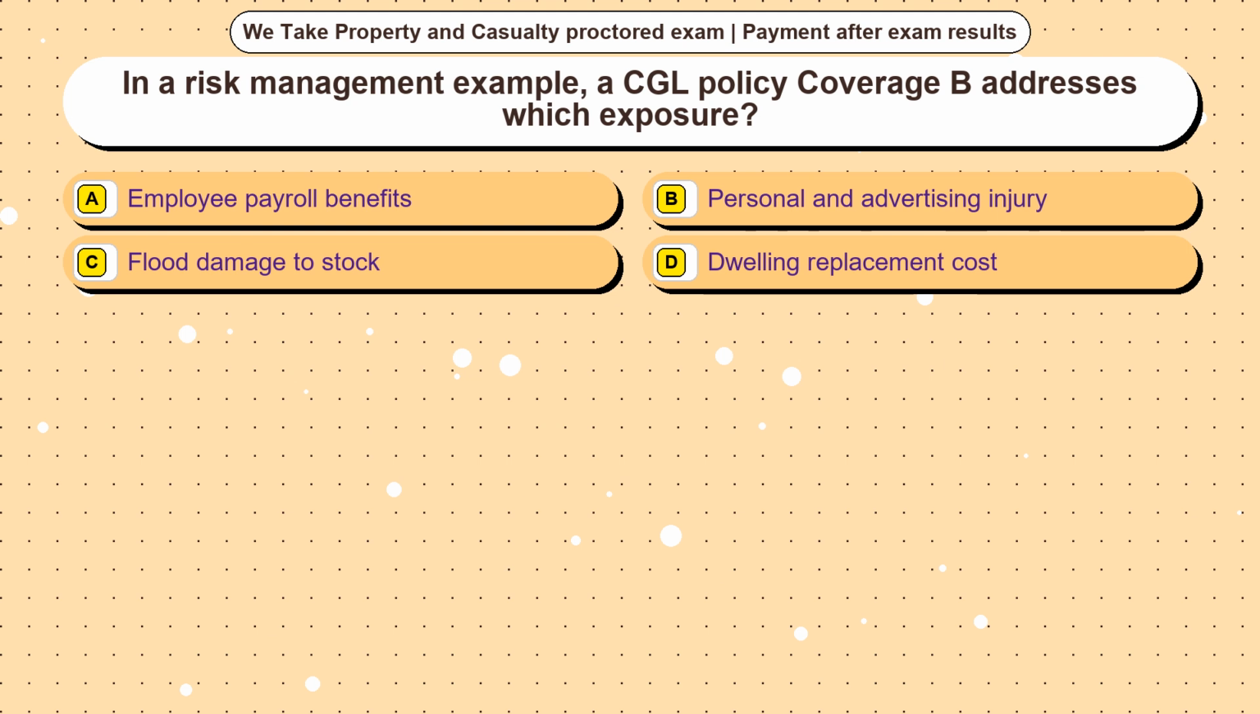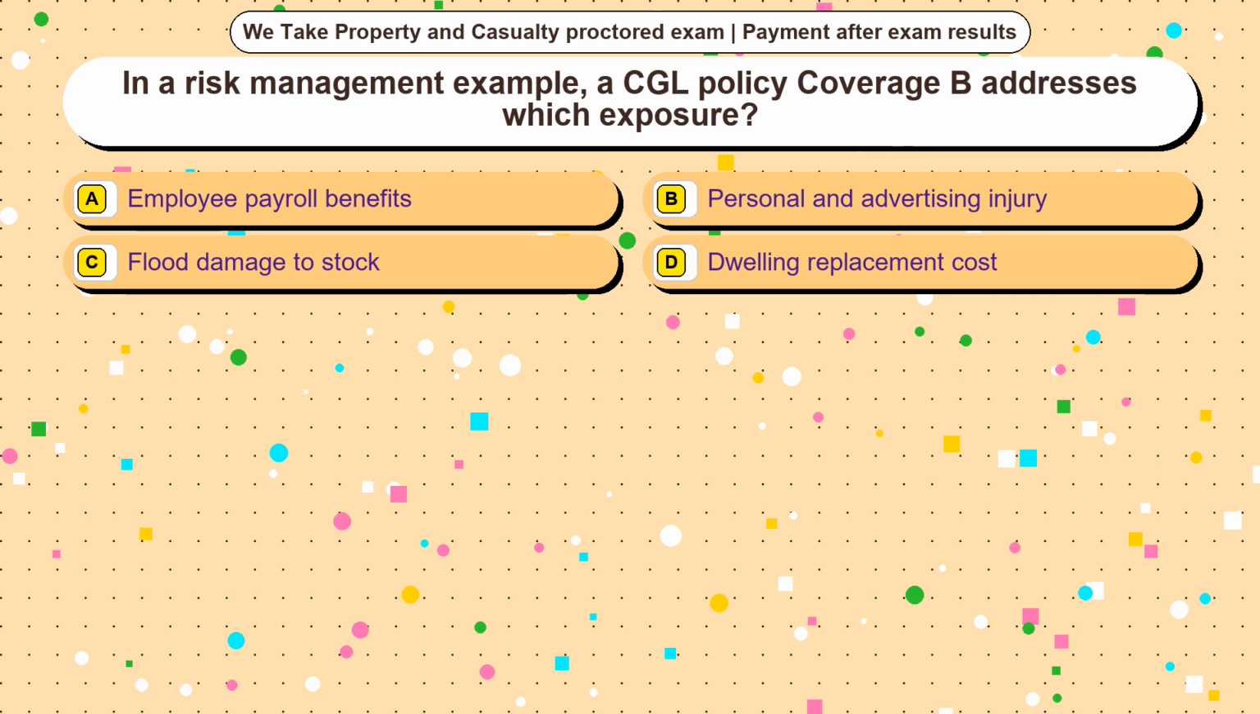Question 2. In a risk management example, a CGL policy coverage B addresses which exposure? Option A. Employee payroll benefits. Option B. Personal and advertising injury. Option C. Flood damage to stock. Option D. Dwelling replacement cost. The correct answer is option.